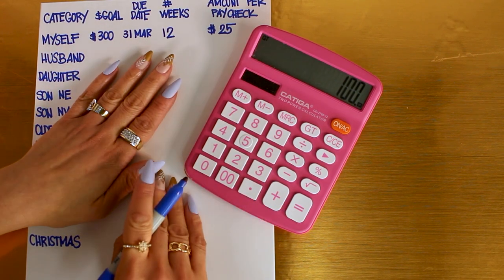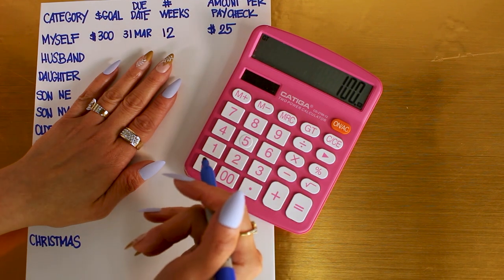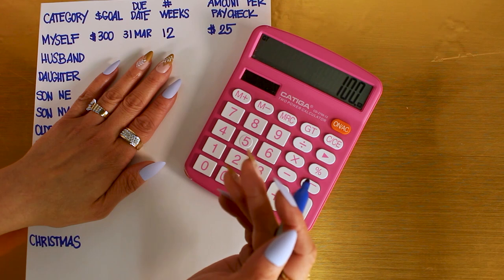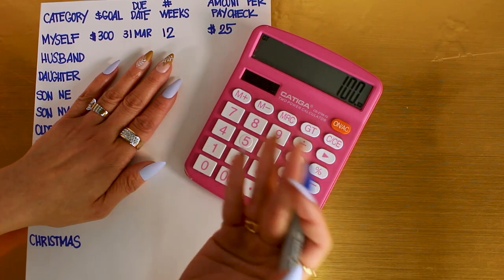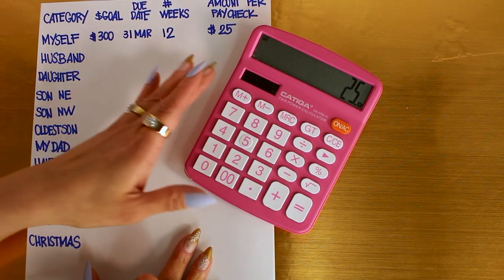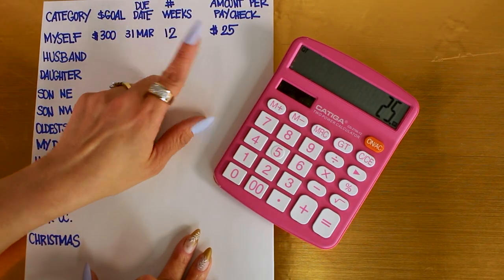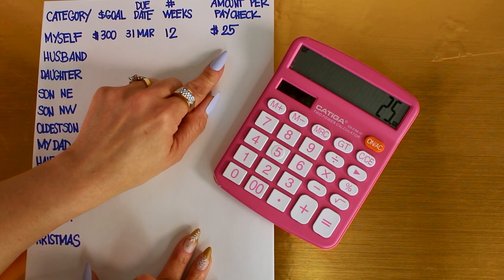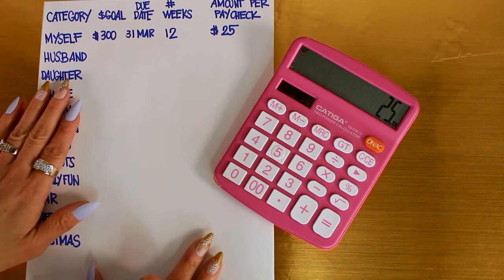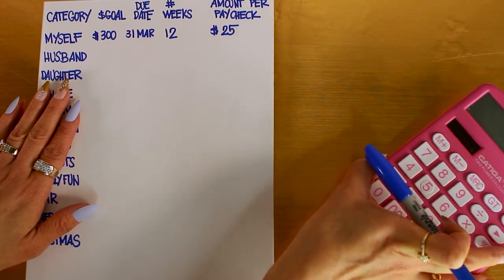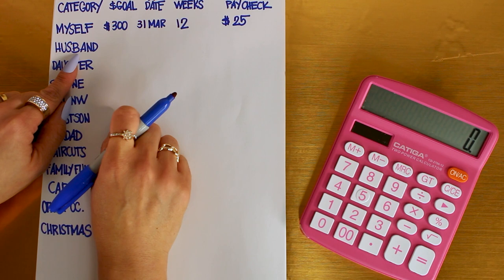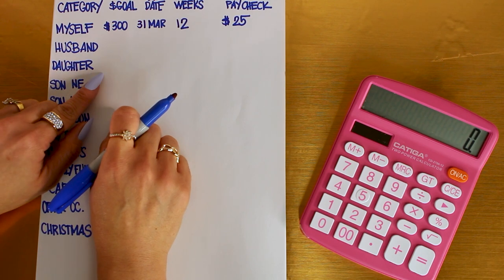Okay. So in my case, I get paid every week. So in a month, there's 4 weeks. So I can just divide that in four and I still get the same amount, $25. Okay. So I hope you guys understand. Now let's move on to our next category, which is for my husband.